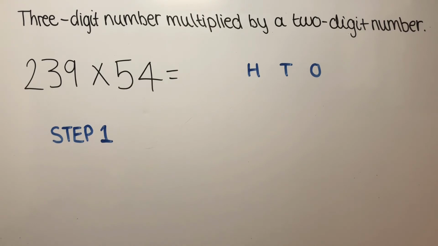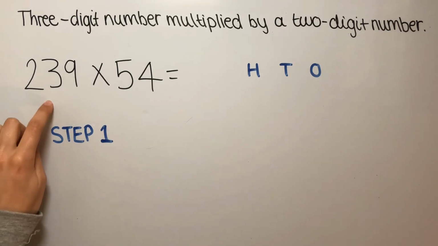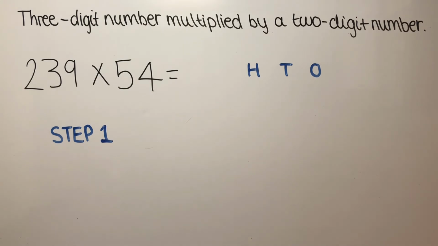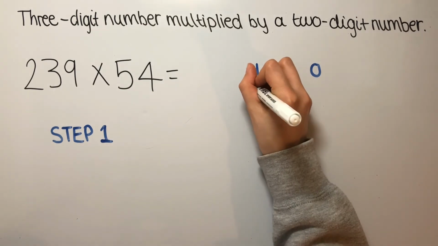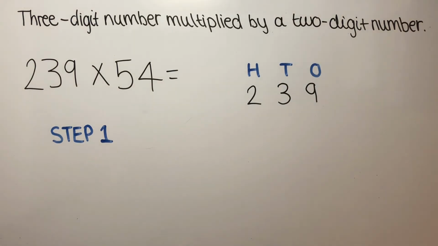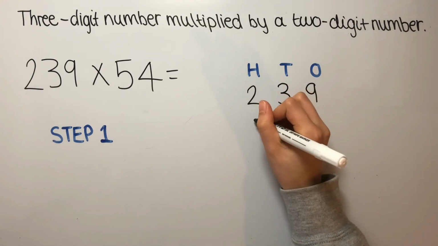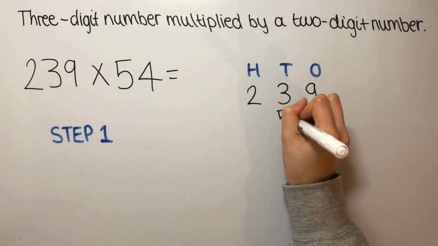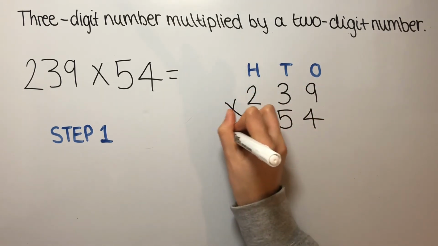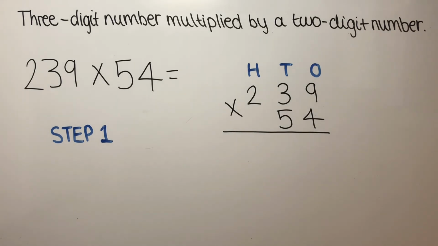We are now going to move on to a 3-digit number multiplied by a 2-digit number. Similar to the previous two examples, we are going to start off by placing 239 and 54 in the hundreds, tens and ones column. 239, we have 2 in the hundreds column, 3 in the tens column and 9 in the ones column. And for 54, we have nothing in the hundreds column, 5 in the tens column and 4 in the ones column. Multiplied together, and this is how we set it out.